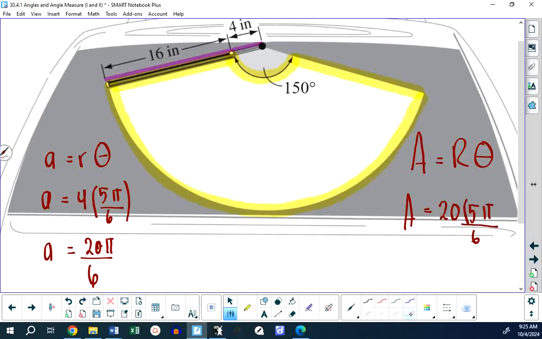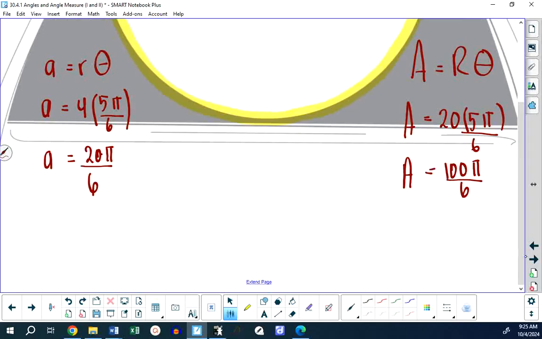The reason why I'm just going to leave these as pi's over 6, I guess we could reduce them down, is they have a common denominator. Are you with me on that? Does it matter, I guess? I don't know what I was thinking. This is 10 pi over 3. This is 50 pi over 3. Doesn't matter. I'm going to put them together.